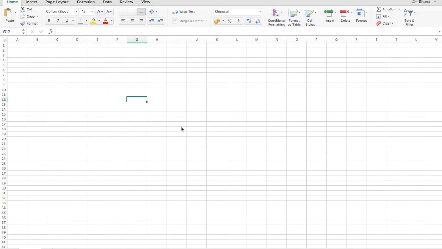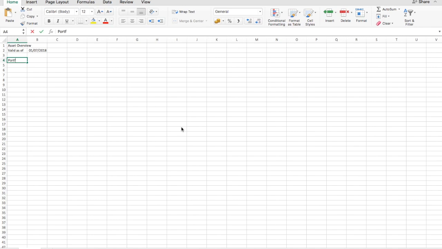So here we are at an entirely blank spreadsheet, and let's call this spreadsheet Asset Overview, and then let's say this is valid as of 1/7/2018. So let's start with the first one.